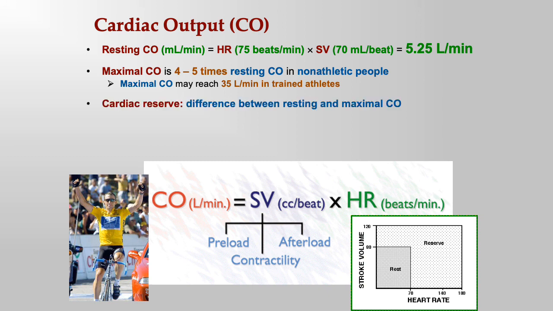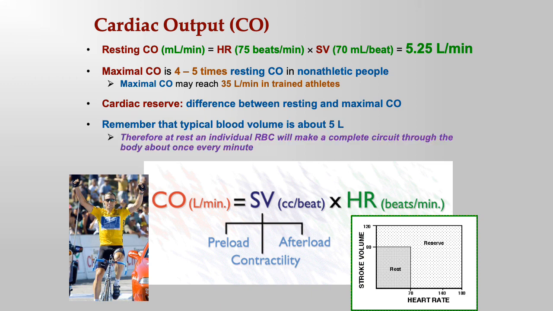Now, cardiac reserve is the difference between resting and maximal cardiac output. Reserve means how much do you have for a crisis. You normally pump 5 liters per minute. If you can pump 30 per minute in a crisis, then you have a reserve of 25 liters. Remember, typical blood volume is about 5 liters. Therefore, at rest, an individual red blood cell will make a complete circuit through the body about once every minute. Damn, is your heart amazing or what? The answer is yes.